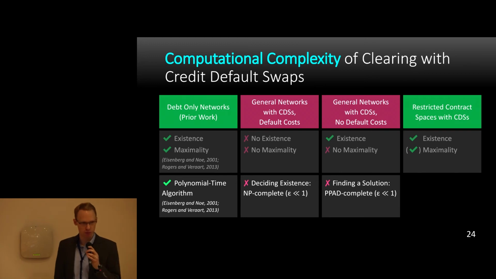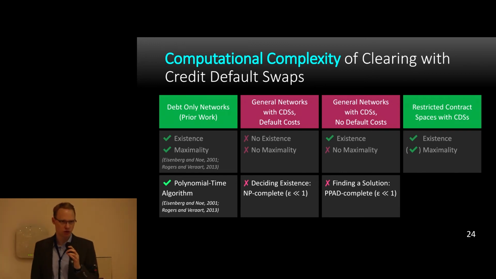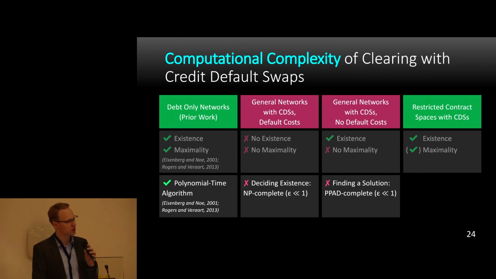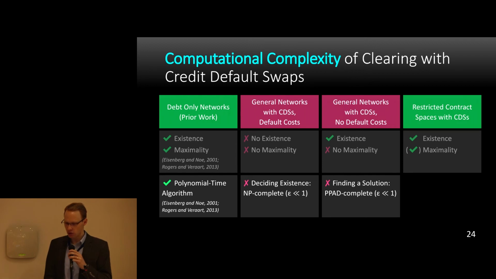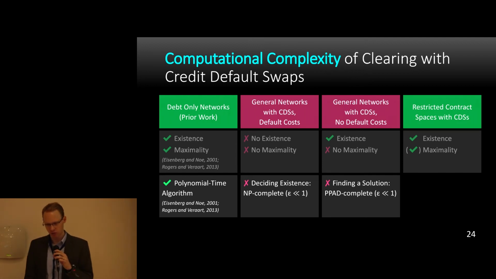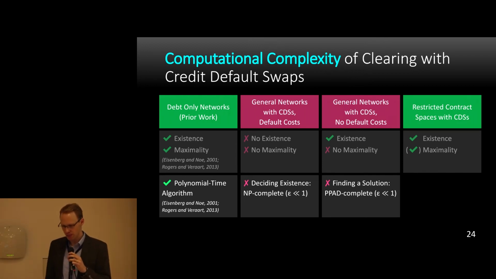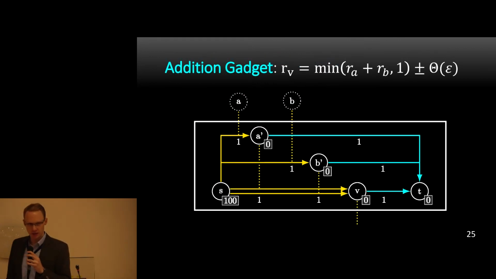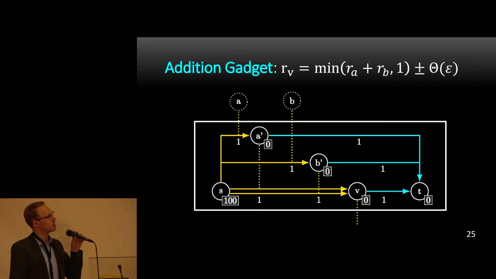So the way this is proven is by reduction to circuit problems. Here we reduce to satisfiability in Boolean circuits. And here we reduce to what is known as the generalized circuit problem. And I want to show you one gadget just to give you the feel of that. And this is how we encode addition.